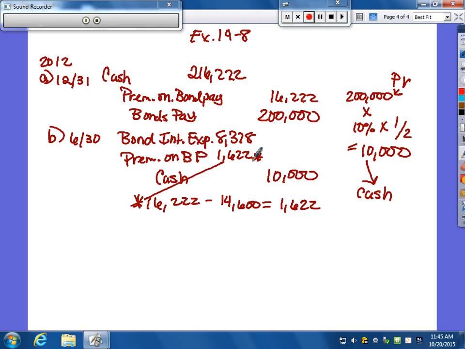And then of course the journal entry for 12/31 is going to be what? The same. No, it changes. No, it's the same, because it's just the second half payment. Oh, okay.